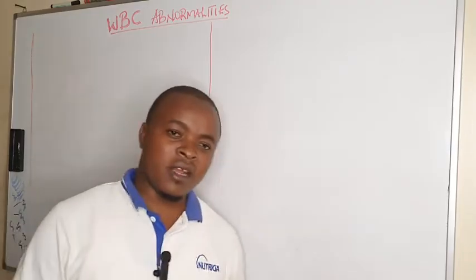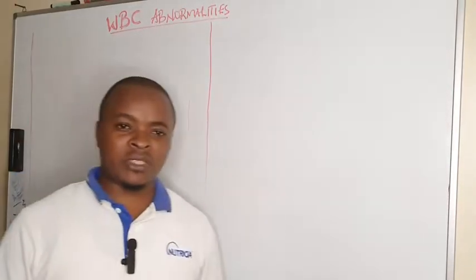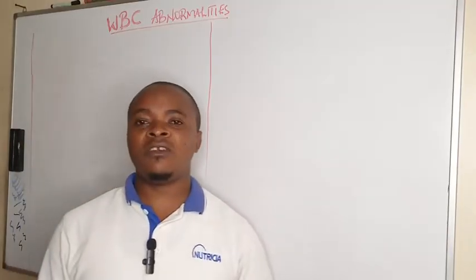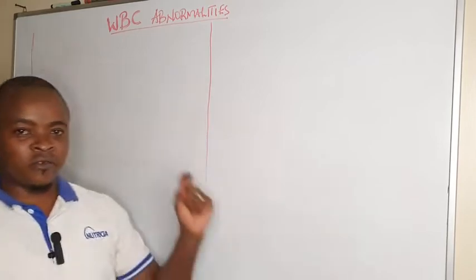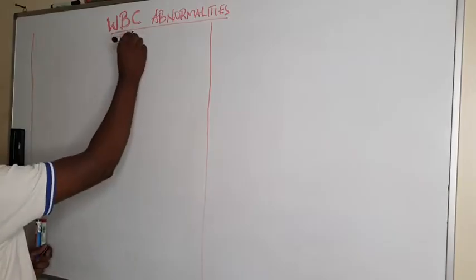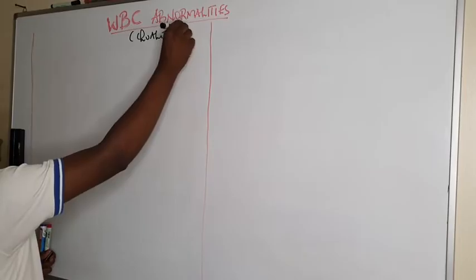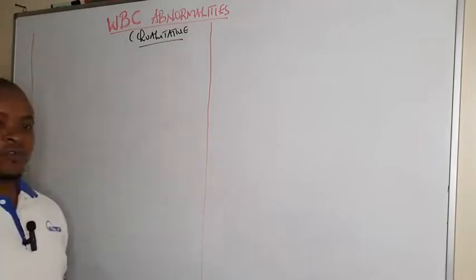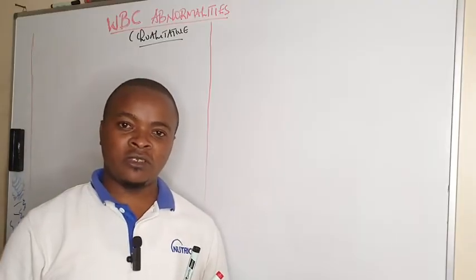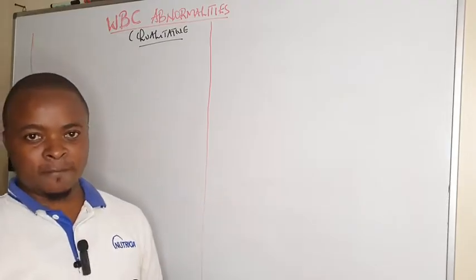But under qualitative, which is our major emphasis today, under white blood cell abnormalities, in another video we shall look at quantitative, but in this video we want to zero in on the qualitative white blood cell abnormalities. So today we are looking at the qualitative white blood cell abnormalities. And these qualitative white blood cell abnormalities can either be due to morphological change or due to morphologic abnormalities, as we are going to see.